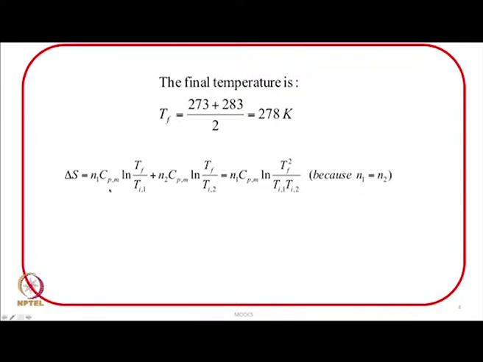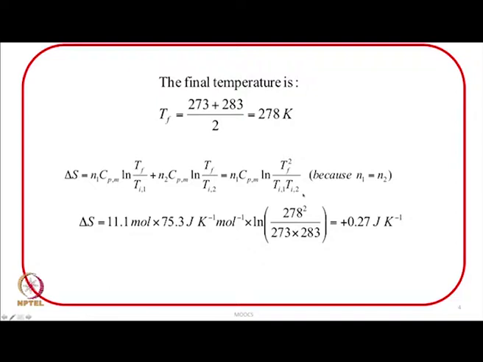So that is why it is n1 Cp,m log Tf over Ti1 plus n2 Cp,m log Tf over Ti2. When you rearrange this further, you get this expression. Ti1 and Ti2 both are known, because initially one of the samples was at 0 degree Celsius, the other was at 10 degree Celsius, giving a final temperature of 5 degree Celsius. Converting into Kelvin, and after substitution of the values, we see that the change in entropy now is 0.27 joules per Kelvin.